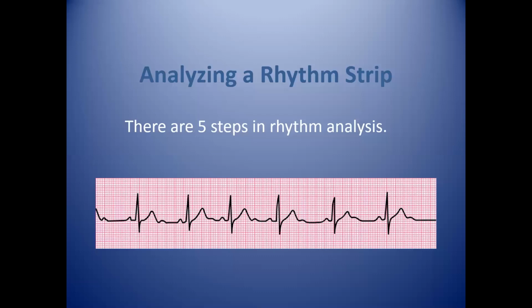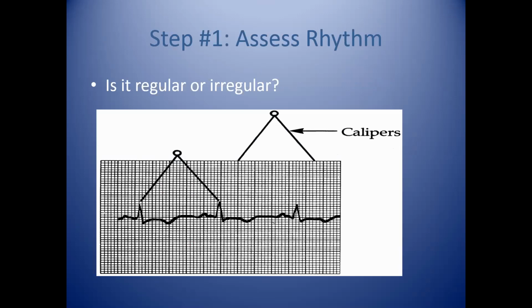So there are 5 steps in analyzing a rhythm strip. The first thing you want to do is measure to see if it's regular or irregular. You can take some calipers and open them up from one QRS to the next, and then leave that same distance in the calipers, and it should march out. The next QRS should be the same distance, right? And so you can march it out to see if it's regular or irregular.